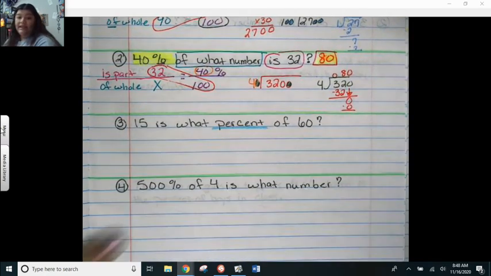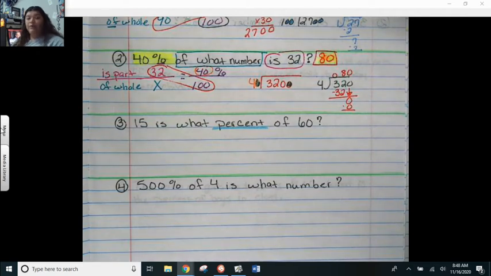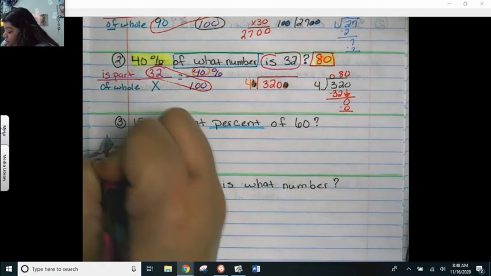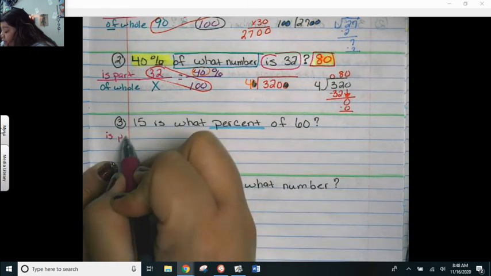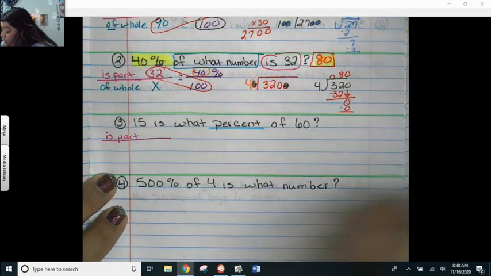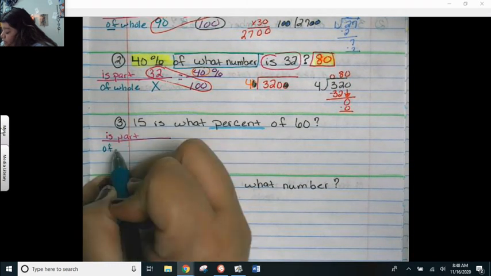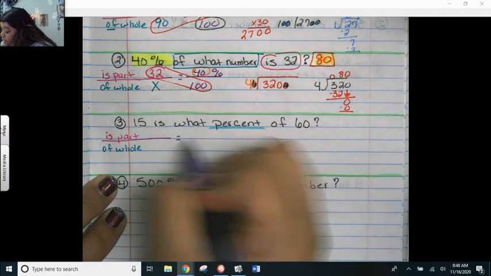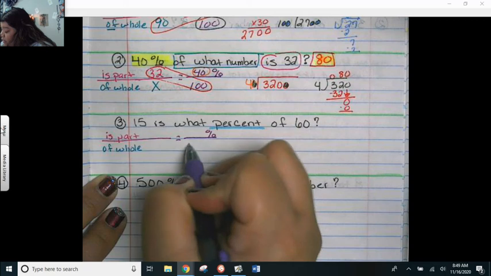The word percent means my answer is going to be a percent, which means I can actually use a percent proportion. Because of that word percent, they want my answer as a percentage. I'm going to go ahead and write my setup. It's going to be just like before: is over of, part over whole. And since they want a percent, that's going to be my percent over 100.